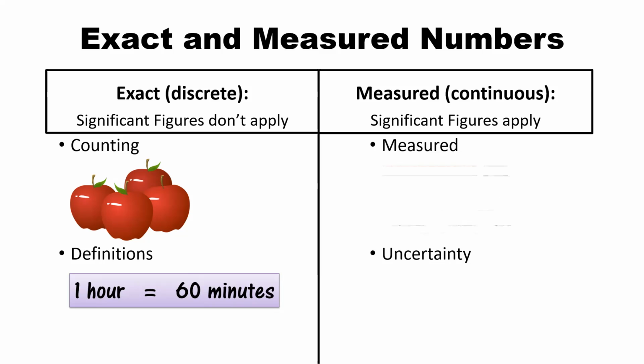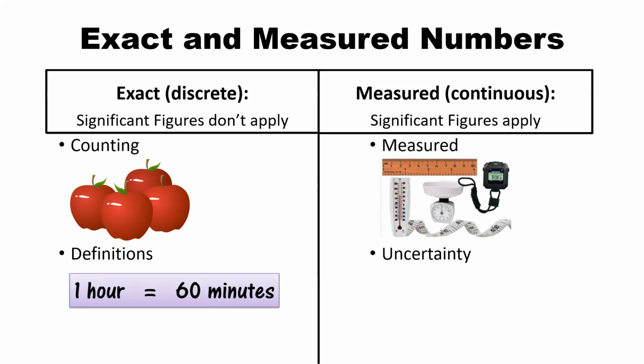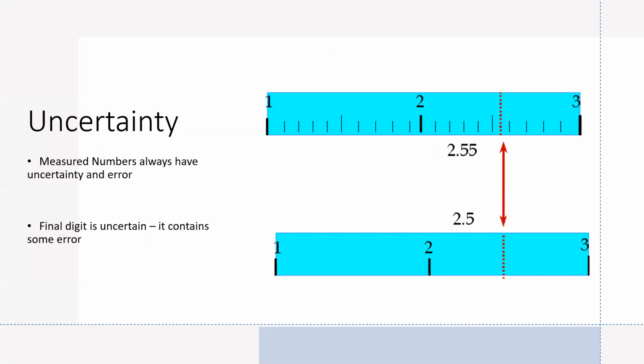Measured numbers or continuous numbers are measured. So anything that you're measuring in any experiment is a measured number. So significant figures are going to be an important part. And the important part about measured numbers is there's always going to be some level of uncertainty. So uncertainty means that the last digit of any measured number is uncertain. That means there's some amount of error in it.